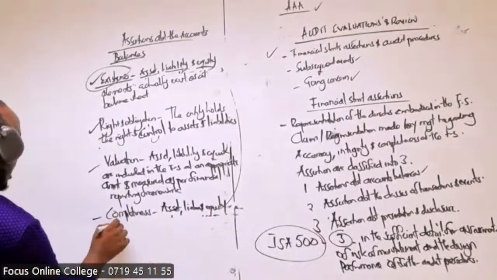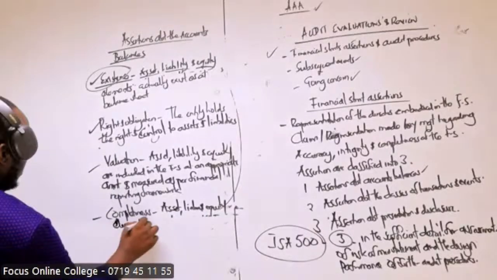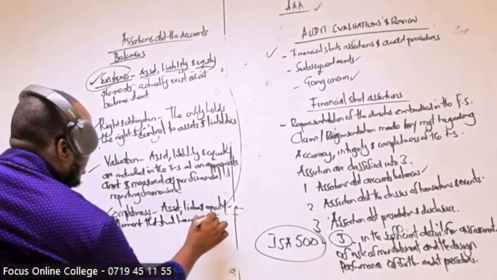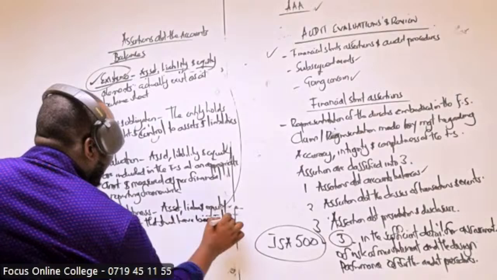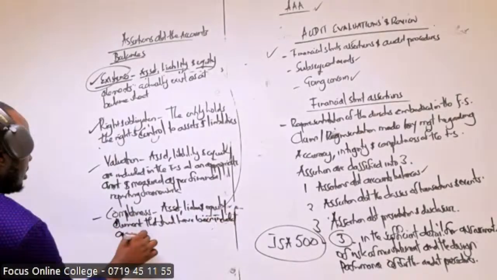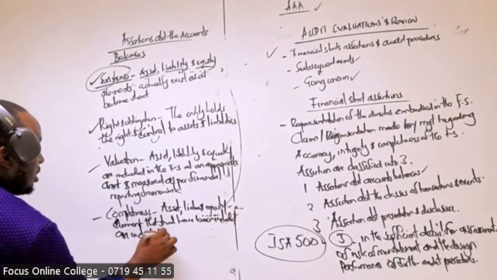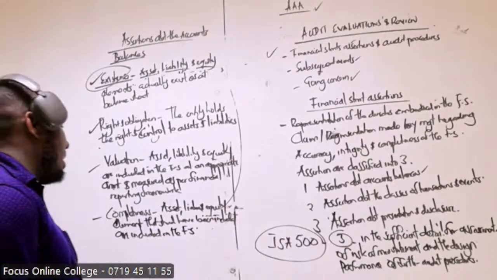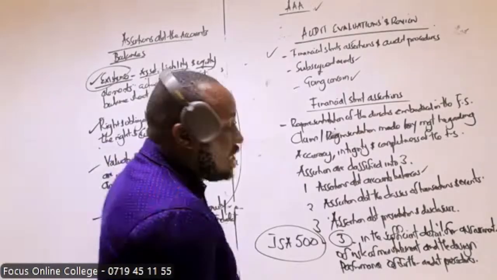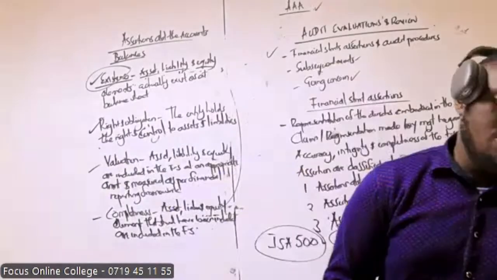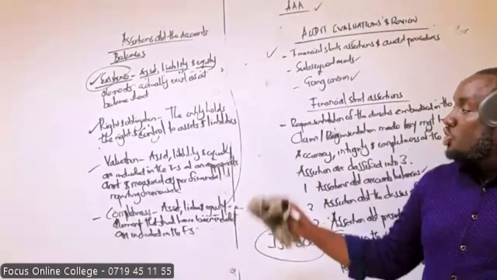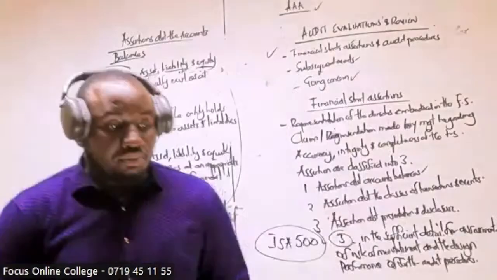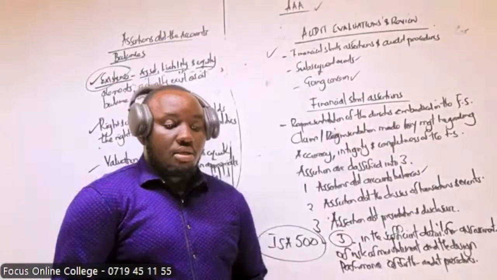Assets, liability, and equity elements that should have been included in the financial statement are actually included in the financial statement. That is the last assertion, completeness. Respond with a yes if you're together on completeness.